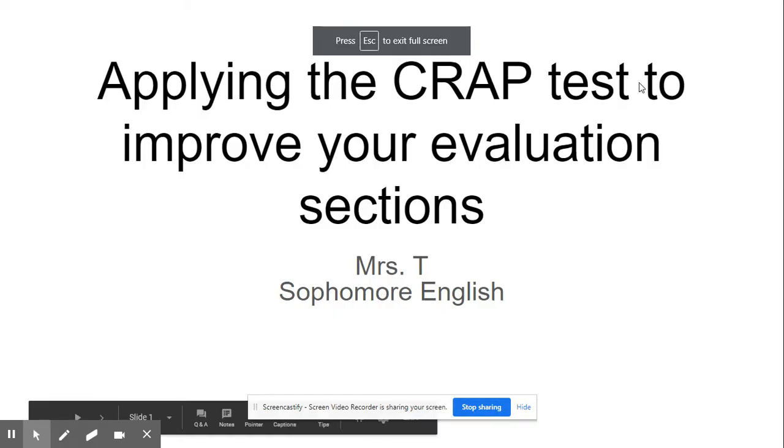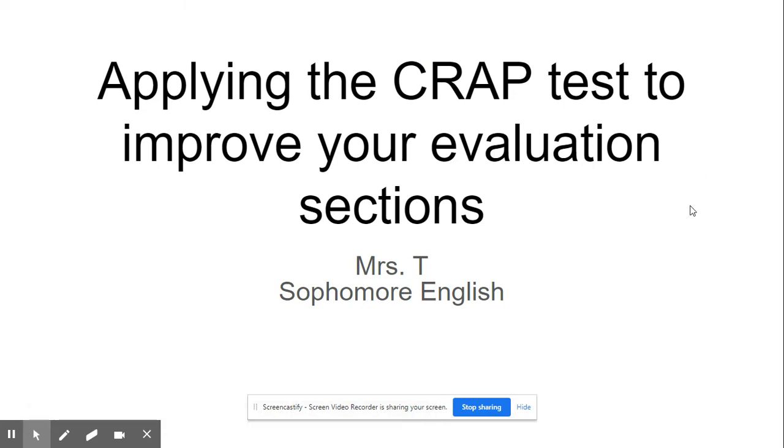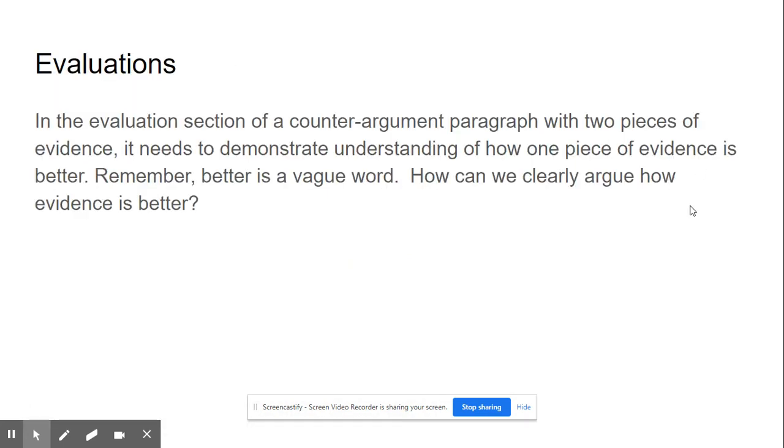Today's mini lesson is on applying the CRAP test, which is an acronym we're going to learn here in a second, to improve your evaluation sections. So the evaluation sections of a counter-argument paragraph have to acknowledge that you have used two pieces of evidence. Therefore, you need to demonstrate understanding of how one piece of evidence is better. However, you remember when we did our no red ink lessons recently, better is such a vague word. So how can we clearly argue that evidence is better?